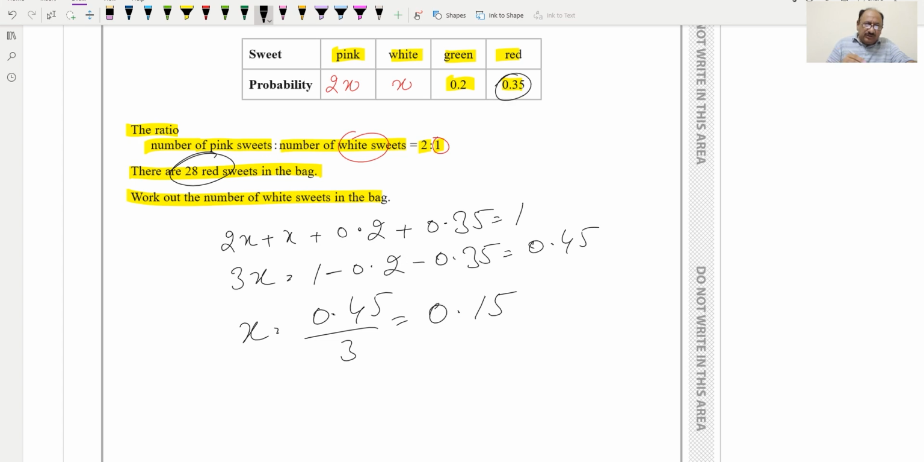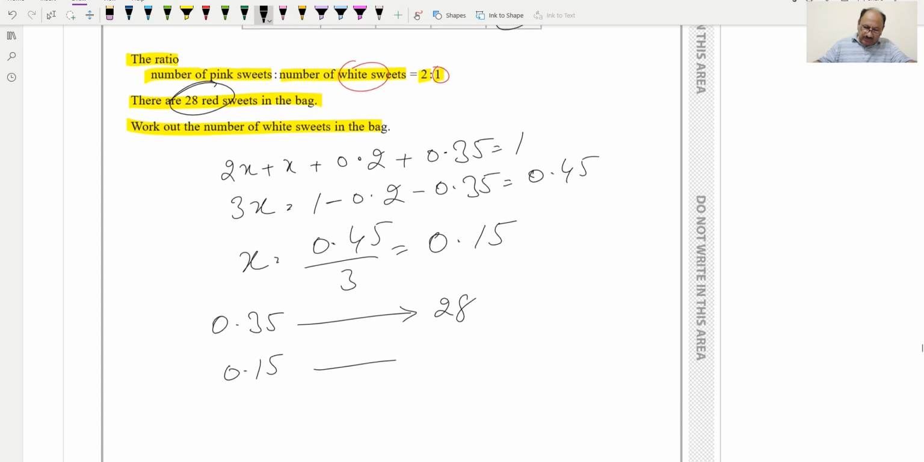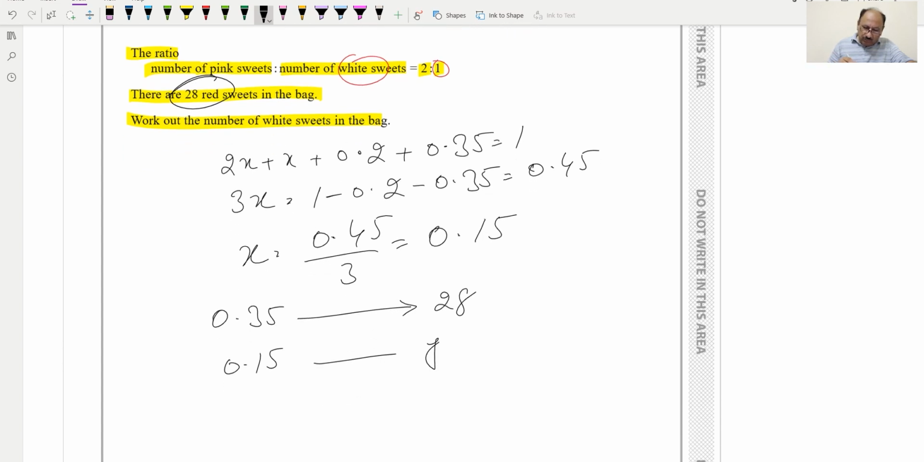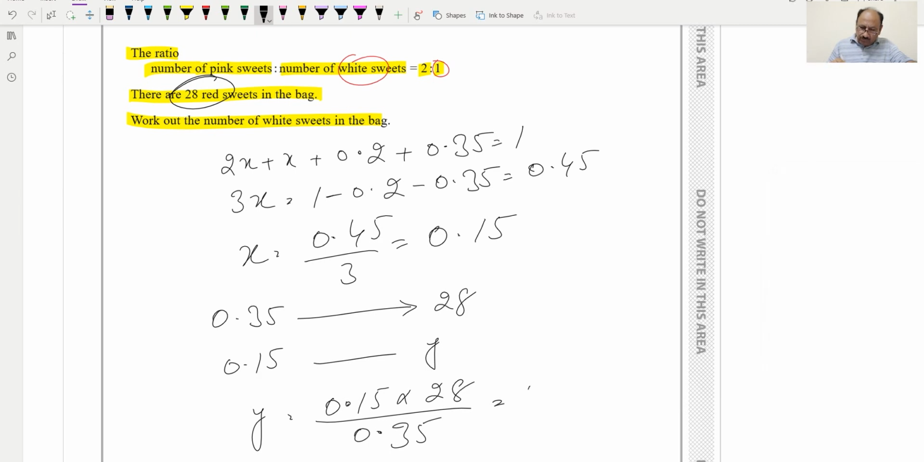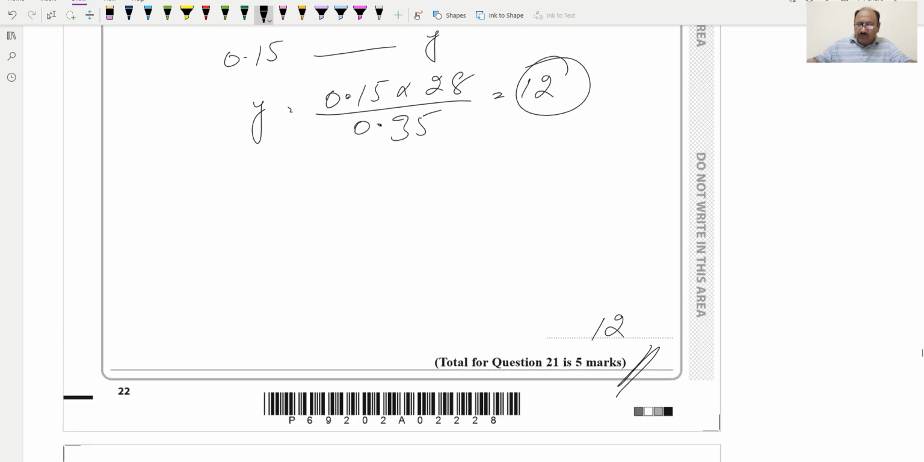Now we can use the 28 red sweets. Red is 0.35, so 0.35 is the probability for 28, and for 0.15 we need to find y. So y will be equal to 0.15 multiplied by 28 over 0.35, using the unitary method, and this is equal to 12. So the answer will be 12, and we can provide the answer over here, for 5 marks.